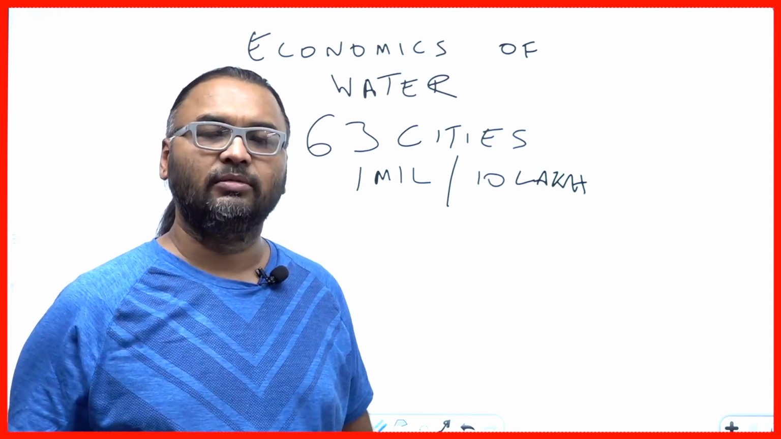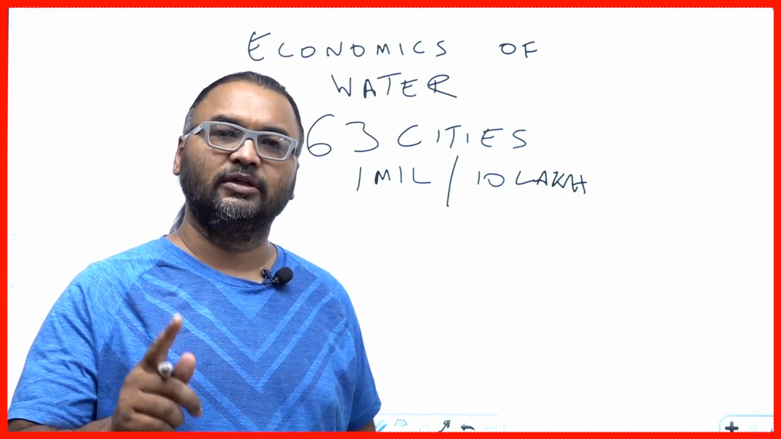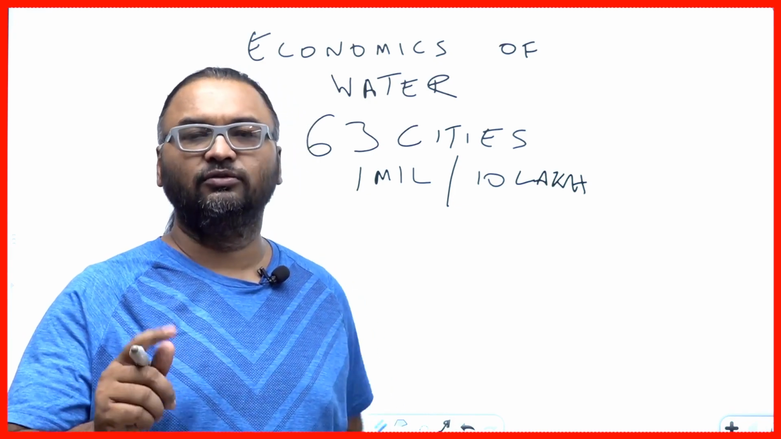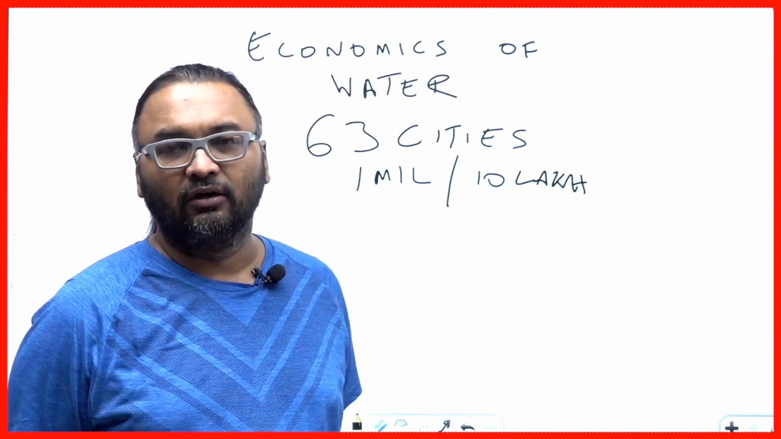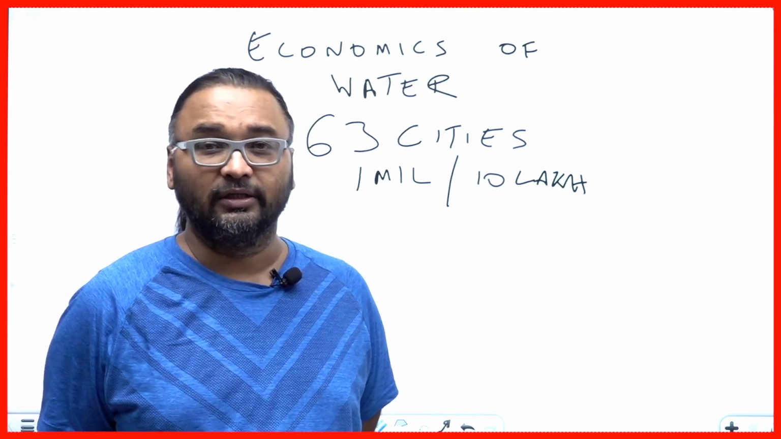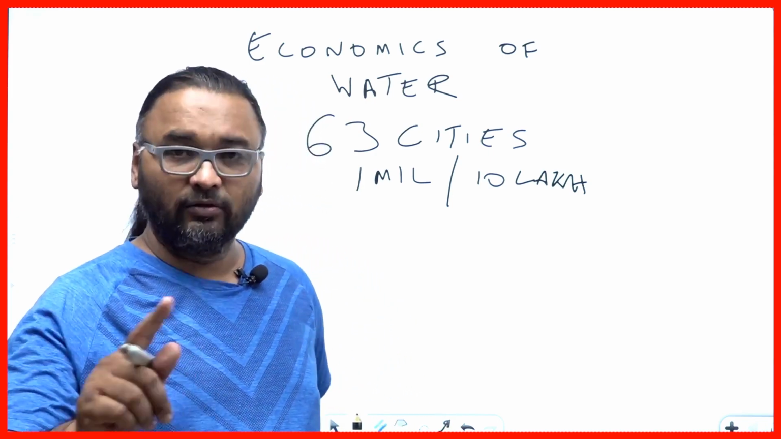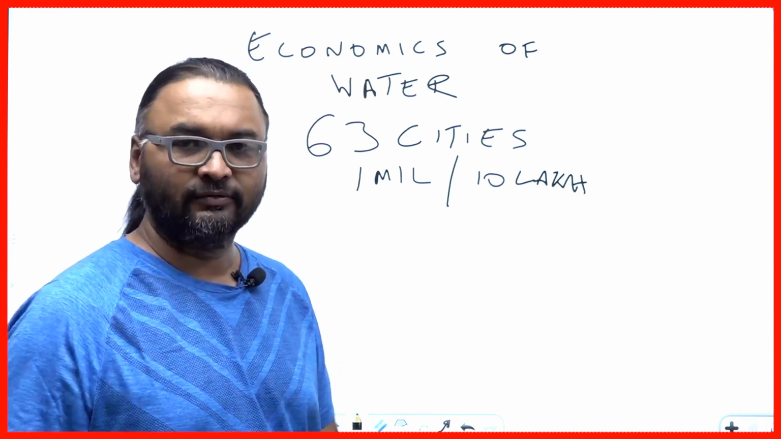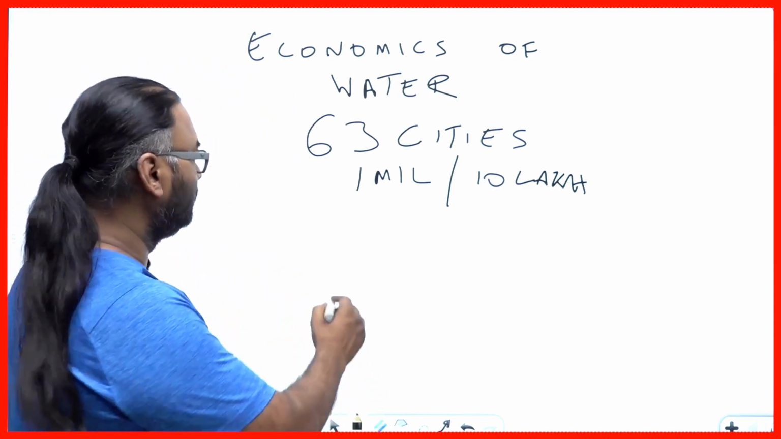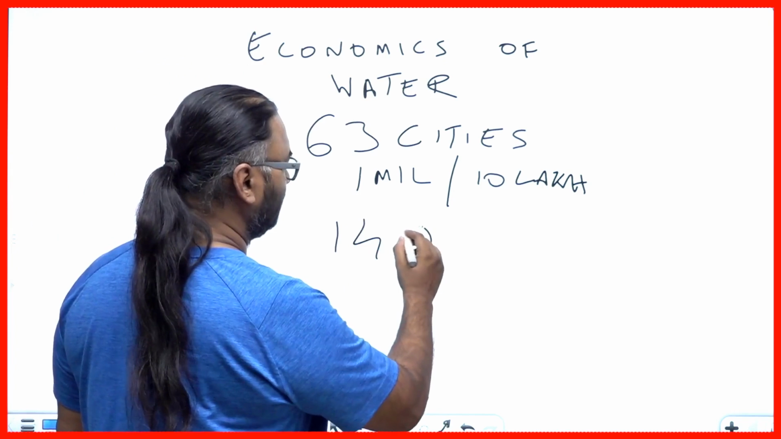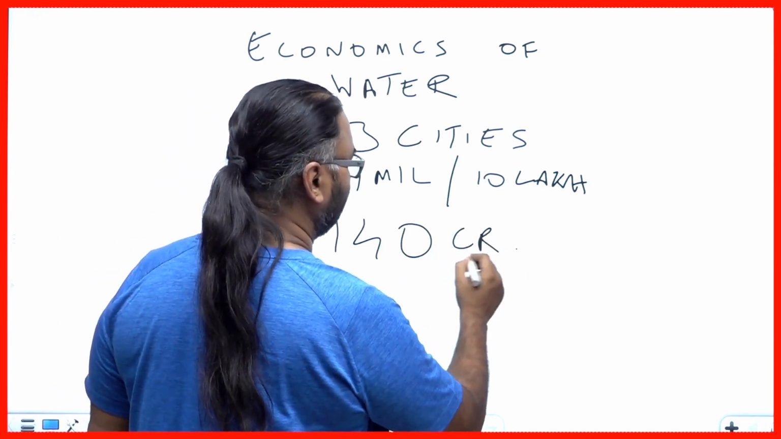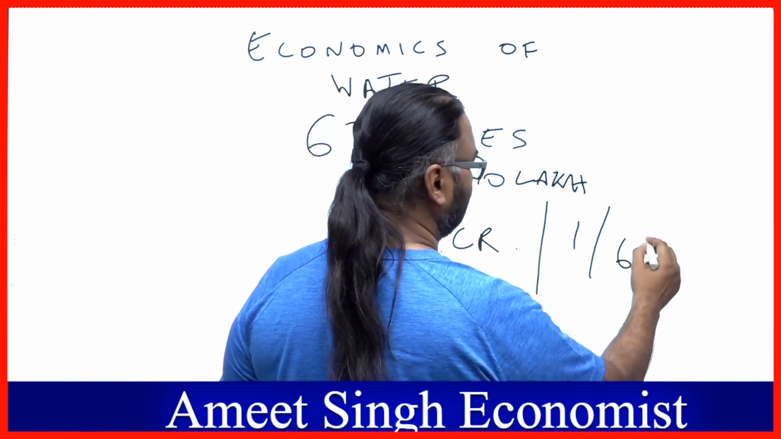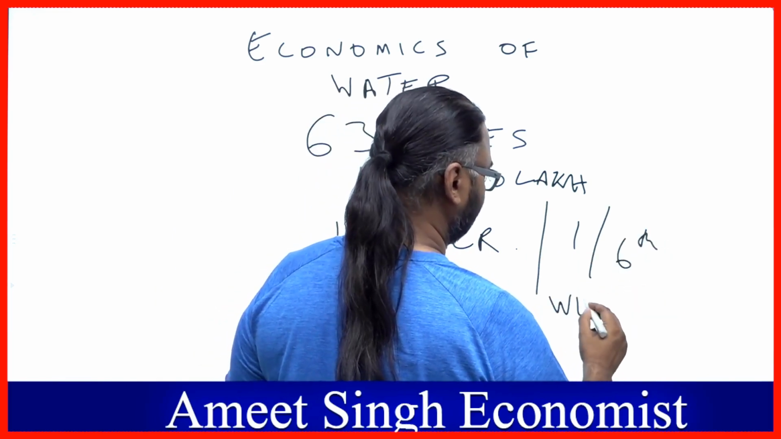Let us take the example of a city which has surplus supply of water and let us see how it is managing it so that you can get an understanding of how big the problem really is. But before we go into that example, we should know how much water do we really have. So India is home to 140 crore plus people. This is 1/6 of the world population.